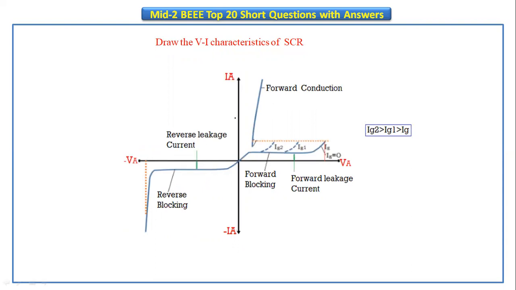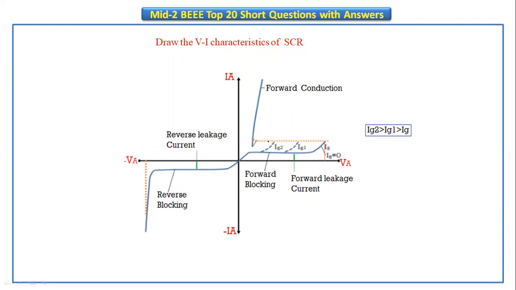So these are the SCR characteristics, and it is a forward voltage, and it is a forward current, and it is a reverse voltage and the reverse current. Here the characteristics are up to this voltage. This is in the forward blocking mode. If we apply the gate signal, it starts conducting. When you increase the Ig to Ig1, it will start to conduct from this position. If you increase Ig1 to Ig2, it starts to conduct from this position.